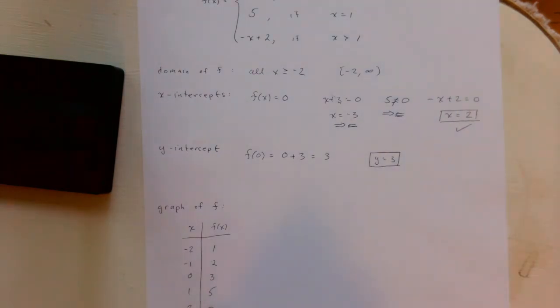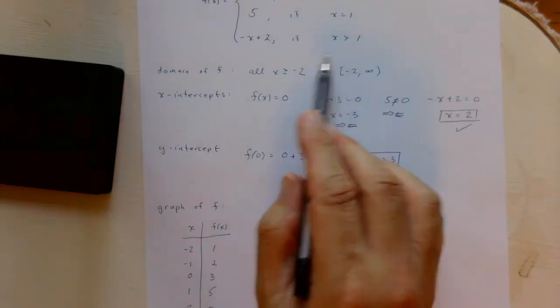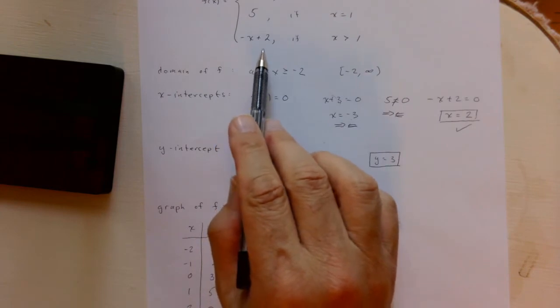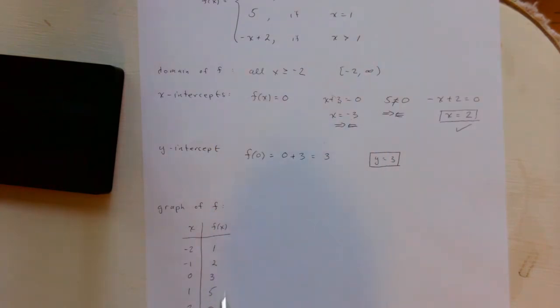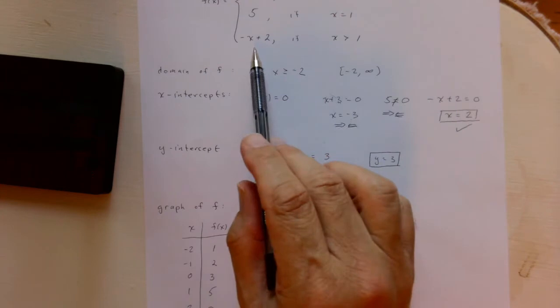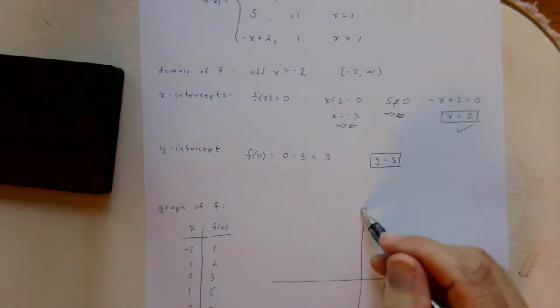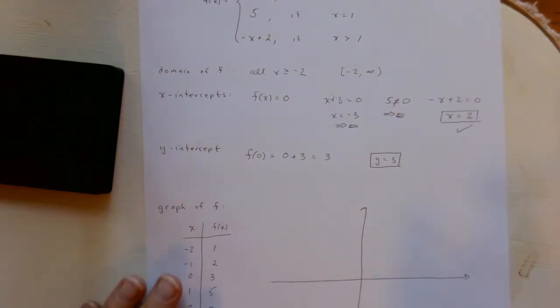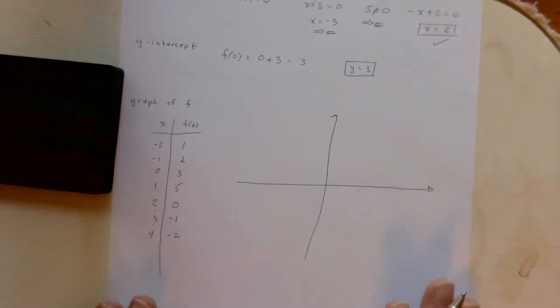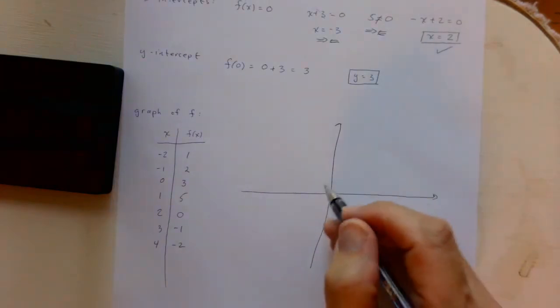And then when x equals 3, we use this rule. -3 plus 2 is -1. When we plug in x equals 4, we get -2. Okay, so we can plot these points.